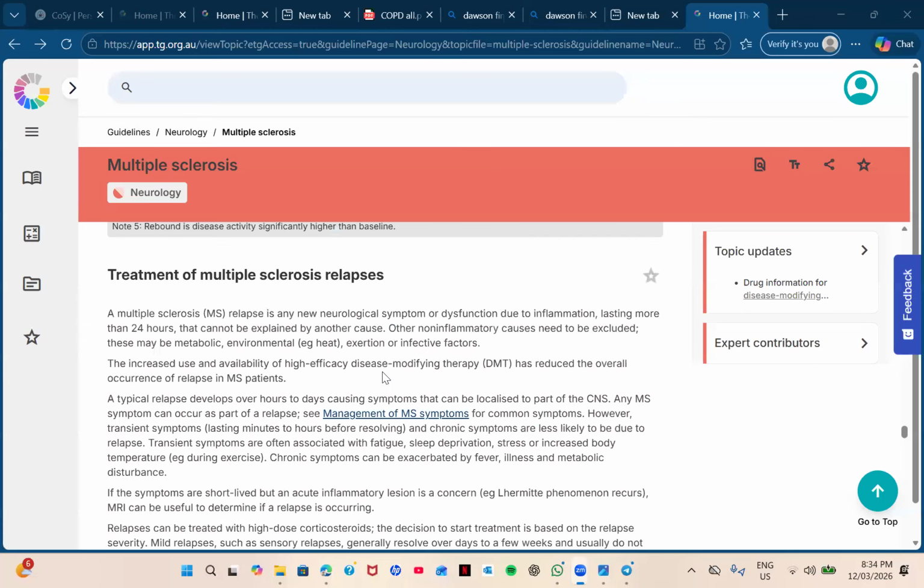Okay, then how should we treat multiple sclerosis relapses? How should we treat multiple sclerosis relapses or acute exacerbations, doctors? Tell me.